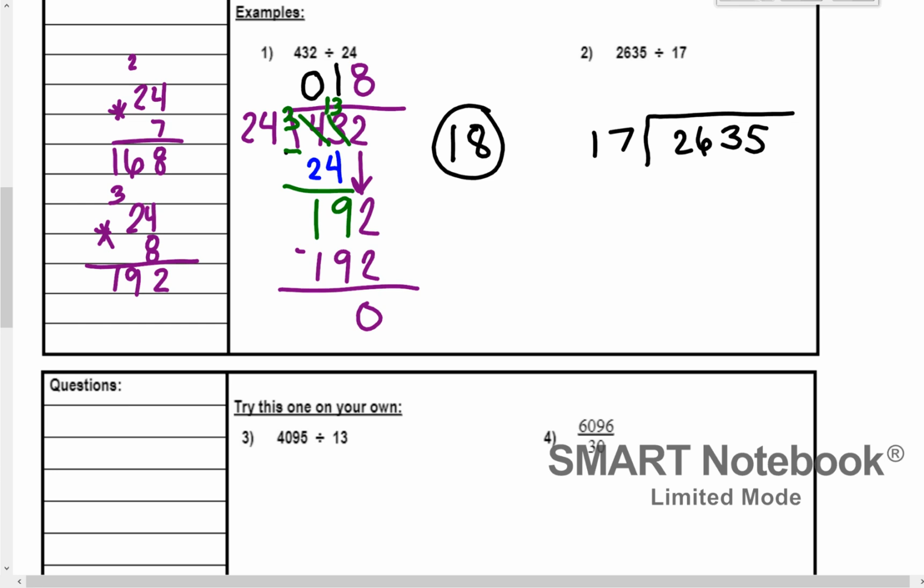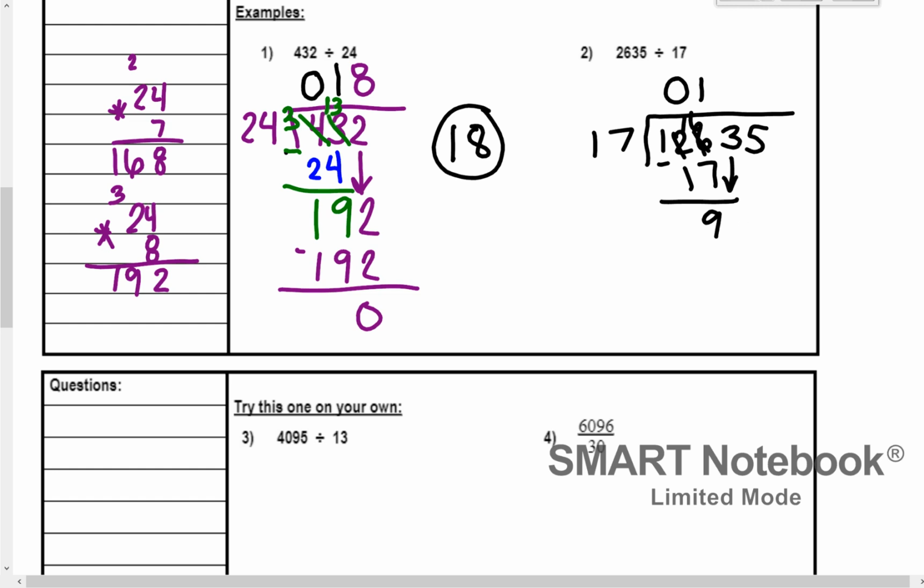All right, we are going to ask ourselves, how many times does 17 go into 2? Well, it can't, it's bigger than it, so that would be a 0. How many times can 17 go into 26? That'll be once. 1 times 17 is 17. So we subtract to see how many are left over. We will get 9. 9 is smaller than 17, so I'm just checking, making sure I'm doing good.